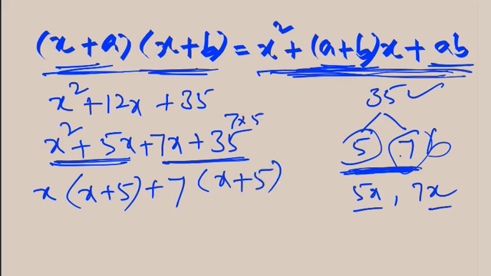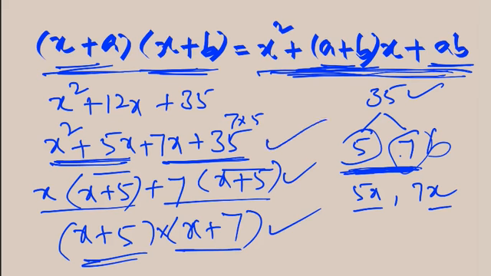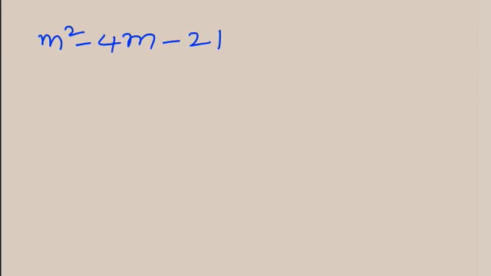Now this one is one term, this one is another term. In these two, x plus 5 is common. So take x plus 5 out as common. After that, x plus 7 is left. In between these two is a multiplication, so x plus 5, x plus 7. In this way also we can find it. Most of the time we use this method only. Just try to do this.